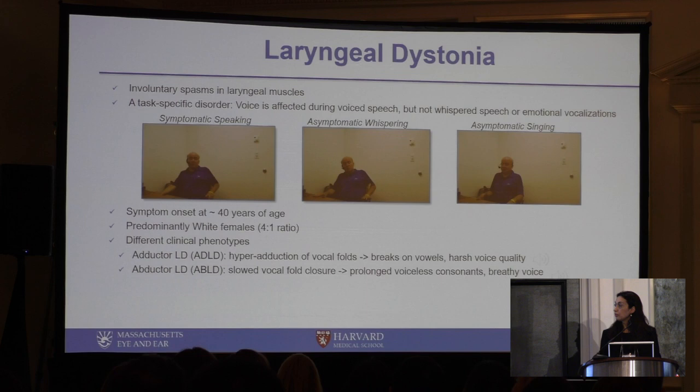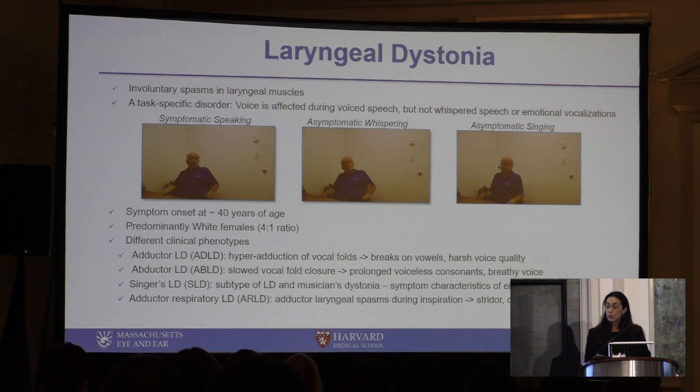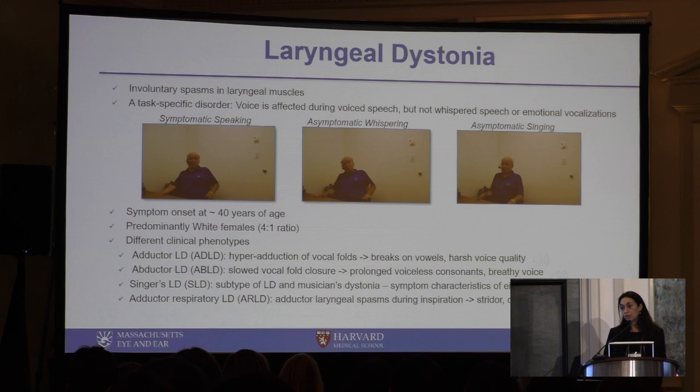There are other forms that are much rarer, including a singer's laryngeal dystonia, which is a subtype of laryngeal dystonia and musician's dystonia, and involves symptoms that are characteristic of both adductor and abductor forms, as well as adductor respiratory laryngeal dystonia, where adductor laryngeal spasms occur during inspiration. The result is a stridor, dyspnea, and obstruction. There are possibly different genotypes as well, as there are reports of up to 25% of patients having family history of dystonia.